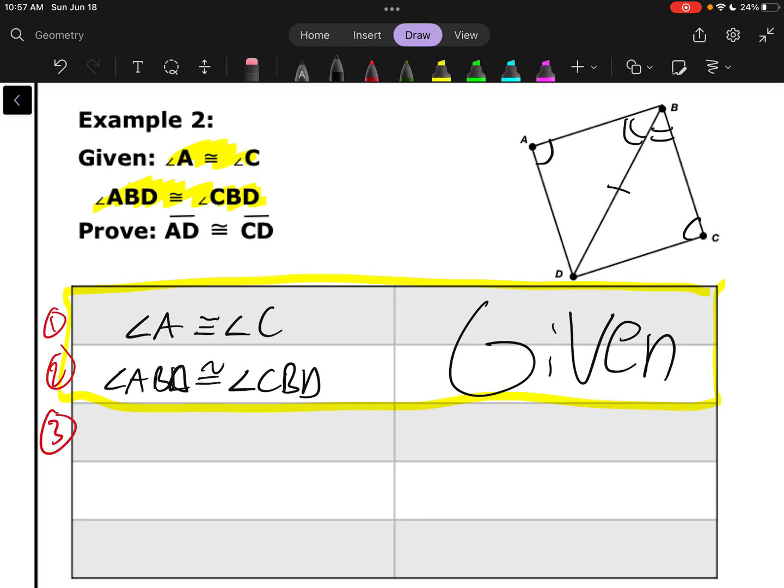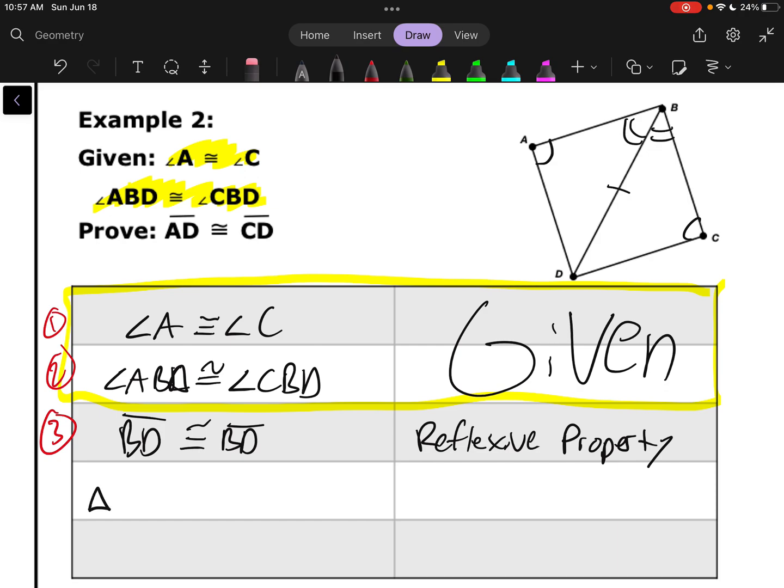Well, luckily for us, we got the reflexive property in there. BD is congruent to BD by our old friend, the reflexive property. Now that we have our three congruent things, now we can go ahead and say that triangle ABD is congruent to triangle, let me line this up, I did ABD, this has to be CBD by angle, angle, side.